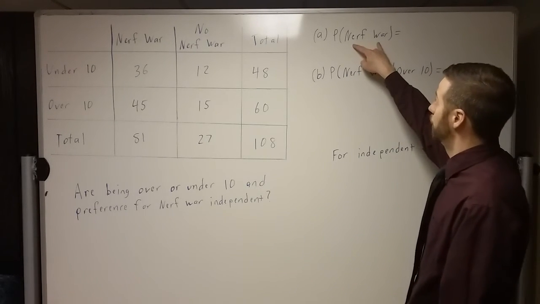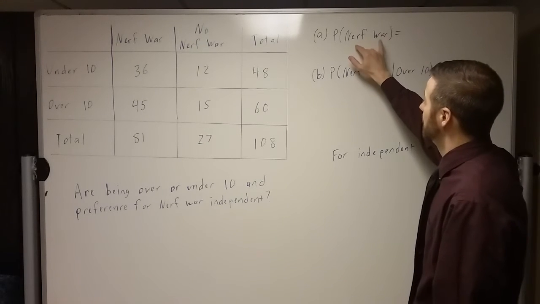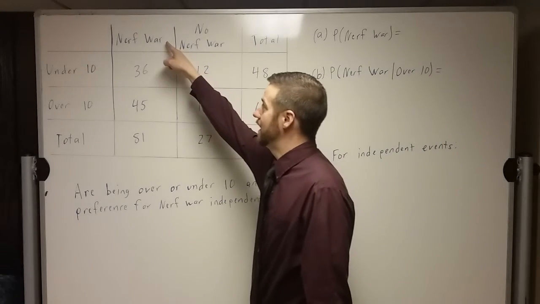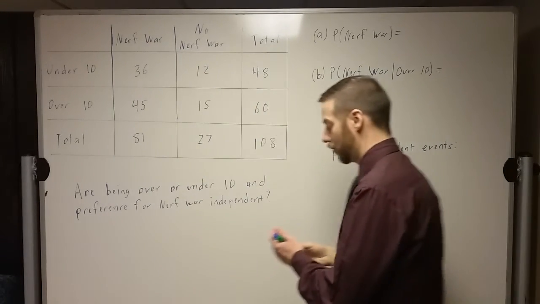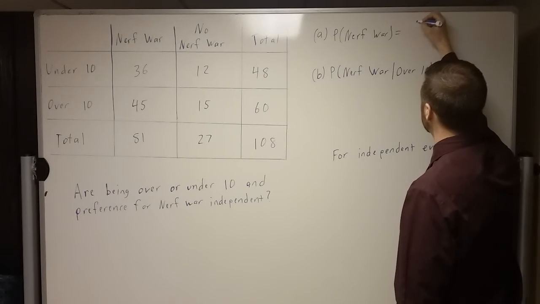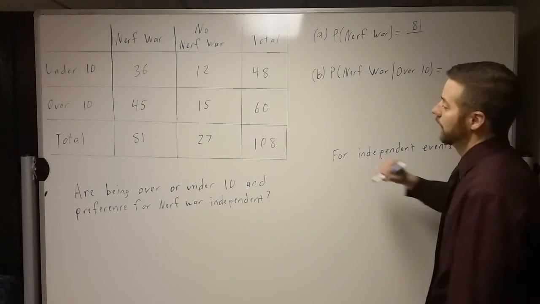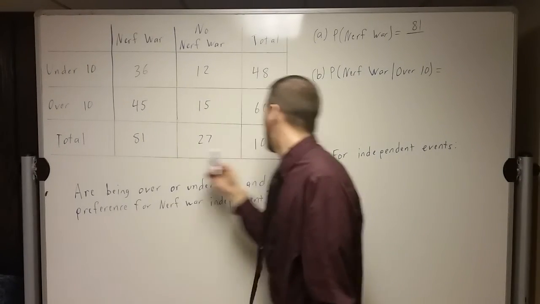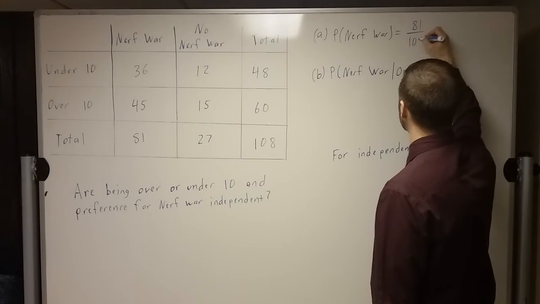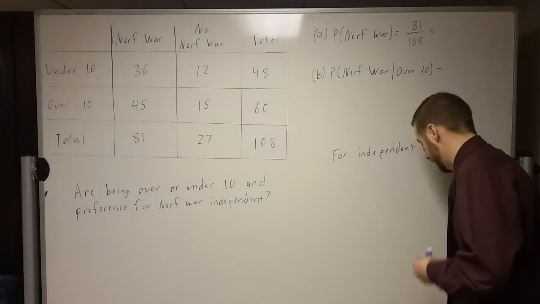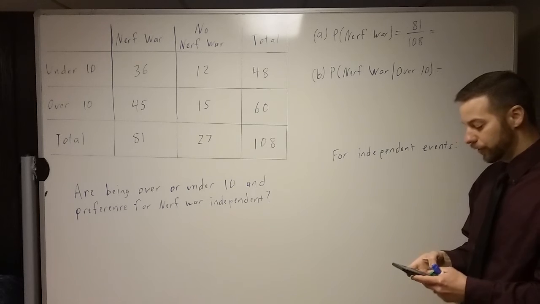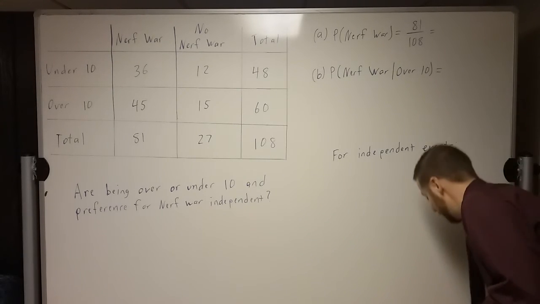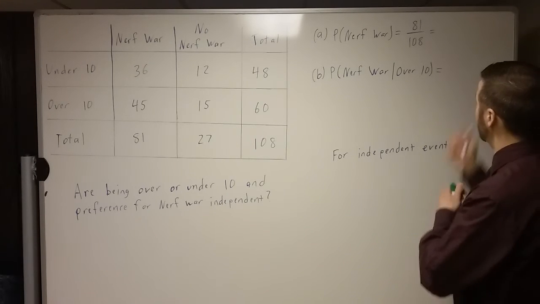So preference for Nerf war. Now do you notice this is not given that you're in a certain group, this is just overall. So preference for Nerf war is 81 people have a preference for Nerf wars out of everybody. So if we just look at people who like Nerf wars, there's 81 of them out of the 108 people. So let's see what this is as a decimal. Now you could simplify this fraction if you prefer. I'm just going to get it as a decimal because I think it might make life easier. And this comes out to 0.75.